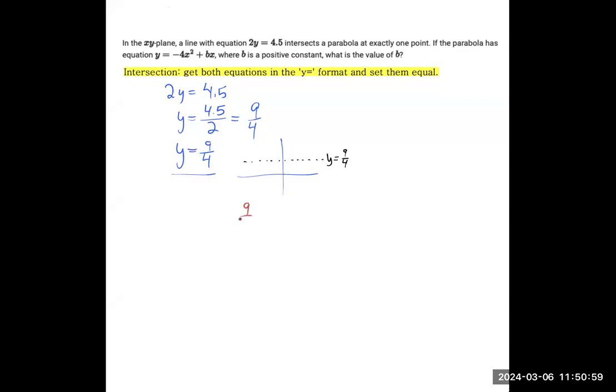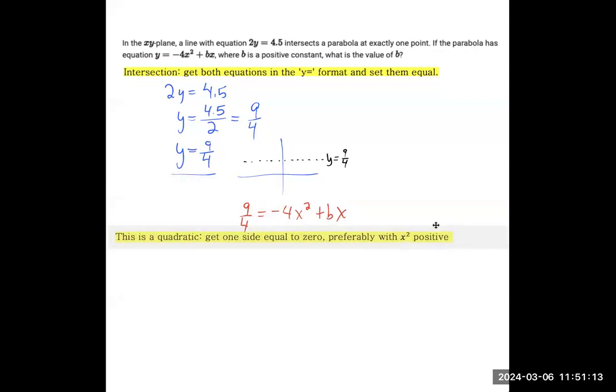So we've got 9 over 4 equals negative 4x squared plus bx. So this is an equation in a quadratic format, and we need to remind ourselves when we have a quadratic, we want to get everything on one side equal to 0, preferably with the x squared side being positive. So if we add 4x squared to both sides and take away bx, it'll look like this. It'll be 4x squared minus bx plus 9 over 4 equals 0.